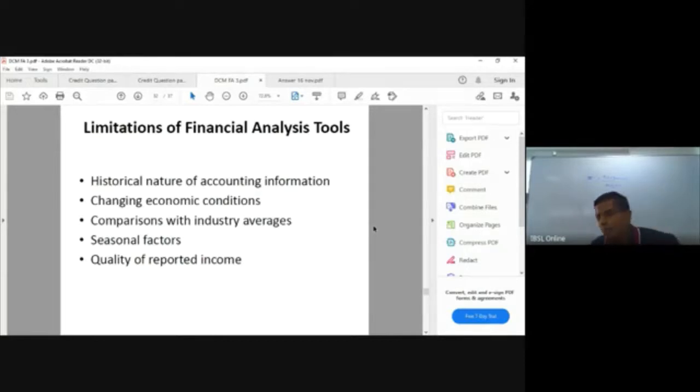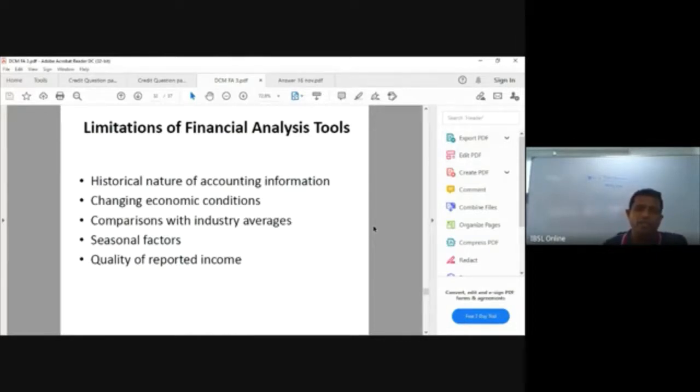Then the quality of reported income, right? All these are accounting entries. In all this ratio analysis, we are considering the financial statements done by the accountant, right? Therefore, sometimes there can be accounting errors or misappropriations. There can be manipulated things in these financial statements. Therefore, the quality of reported income is sometimes questionable, right? You know better than me.